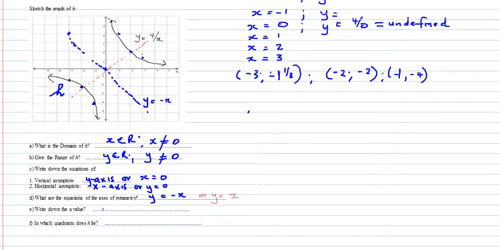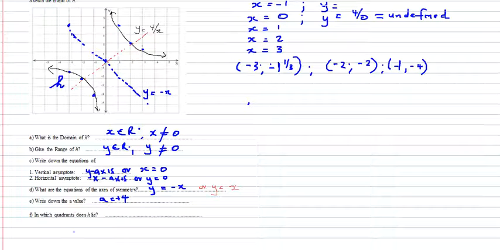The A value: we can see that our A value is equal to positive 4. And in which quadrant does H lie? It lies in quadrant 1 and in quadrant 3.